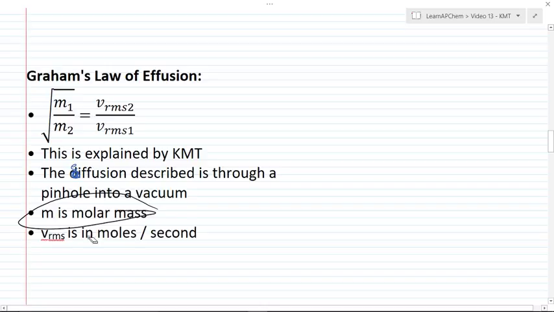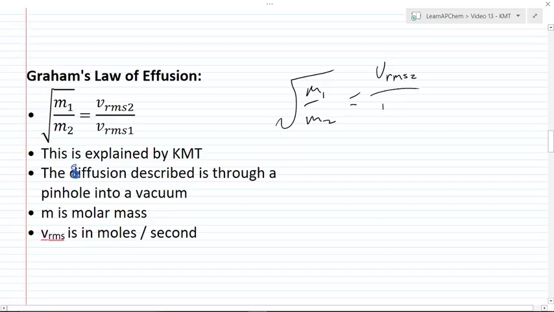Yeah, so I guess the key here is to memorize the actual formula itself, because it is sort of tricky.